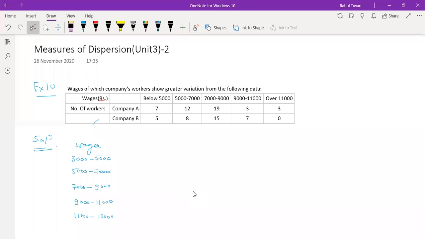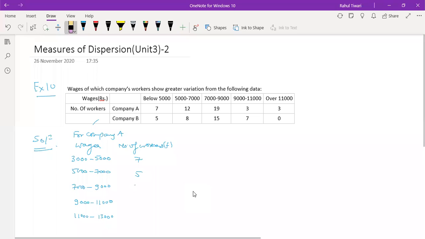Okay. Similarly, we have the number of workers. You can call these some companies, company F. So for company A, we are doing the number of workers. The number of workers will be F, which is 12, 7, 12, 19, 3, 3. So you can calculate X from here.